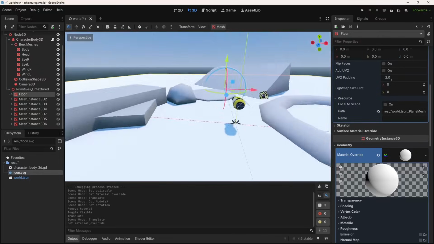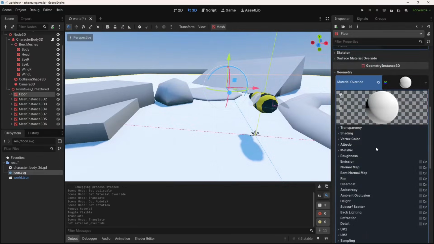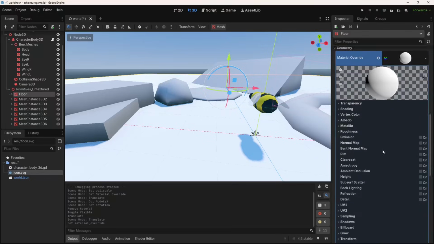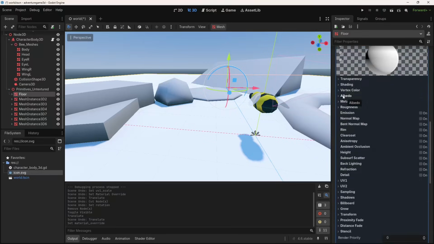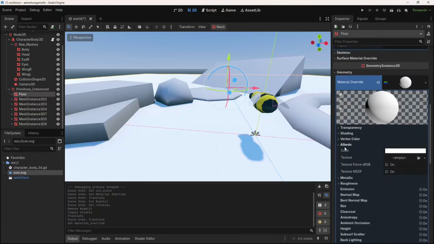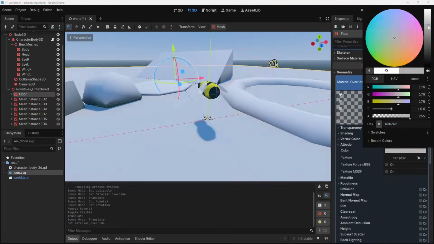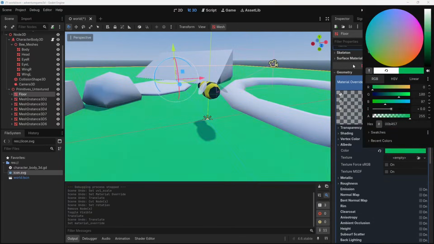So there's quite a lot of options to play around with here, and I would absolutely recommend having a look at this. I might link in the description to some videos that do deep dives on materials if you're interested. But for now, to just get us going, if we want to just give it some color, what we want to do is come over to this Albedo and then click on this color. And yeah, we want to play around with this slider. So there we go, we can make it green, for example.